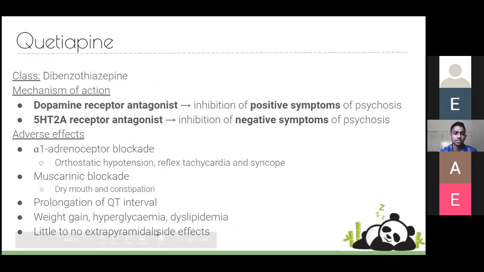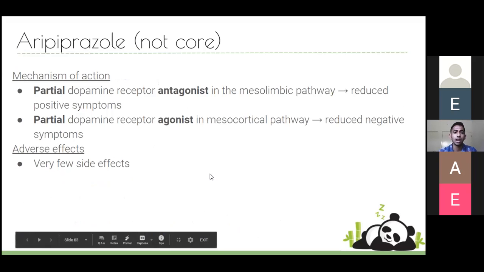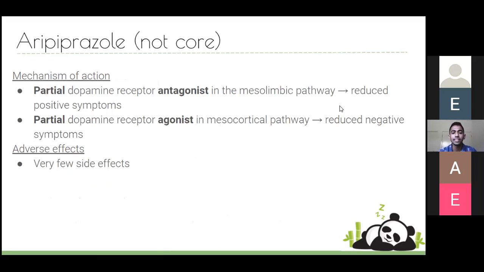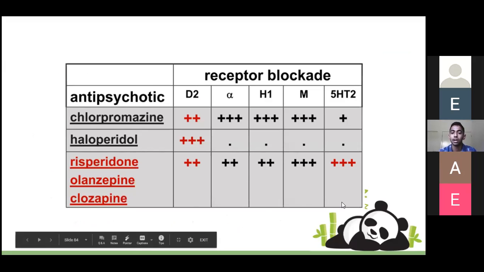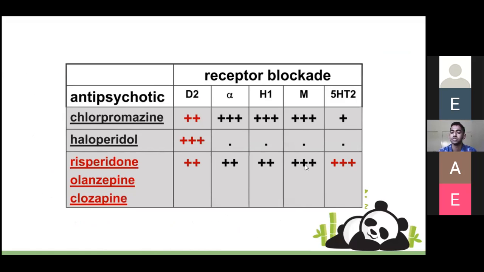Quetiapine, same thing, same side effects. Aripiprazole, not core, but it's a partial agonist at both of them. So it's going to have less strength at both of them, but it's going to have fewer side effects as well because it's not as strong. Again, this table highlights all of that. In reality, these side effects are much lower than all of these in actual clinical reality. But this is the table Richard uses, so do whatever he says.